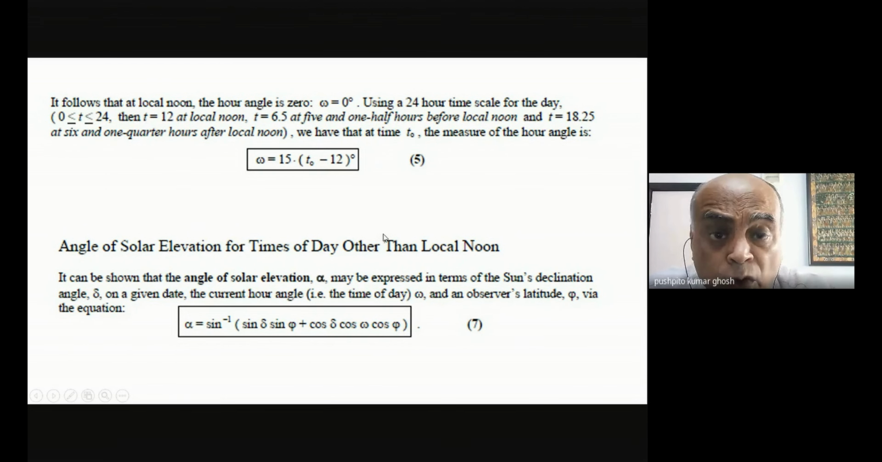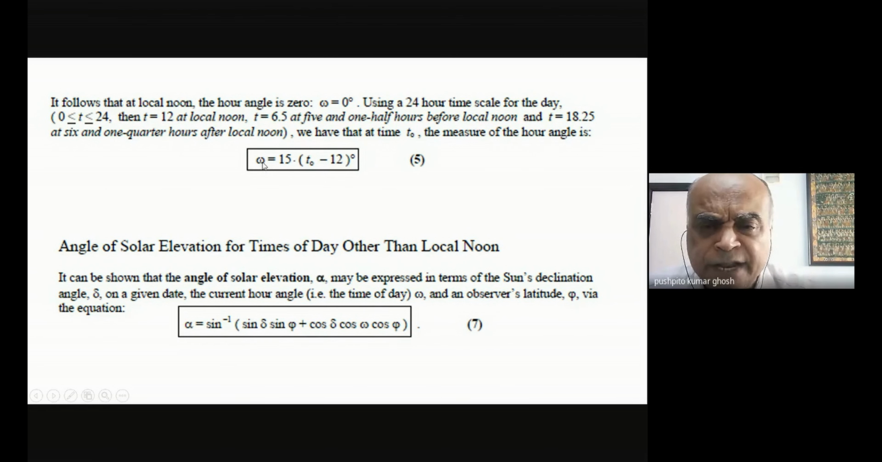So now, when I know all of this, I can finally calculate the solar elevation angle, alpha, at any time of day. I've got my time of day, which is fixed. I know the latitude, phi, which is where I am with respect to the equator. I know the declination angle, delta, from the day of the year. And the time of day will tell me my hour angle, which is equal to omega.